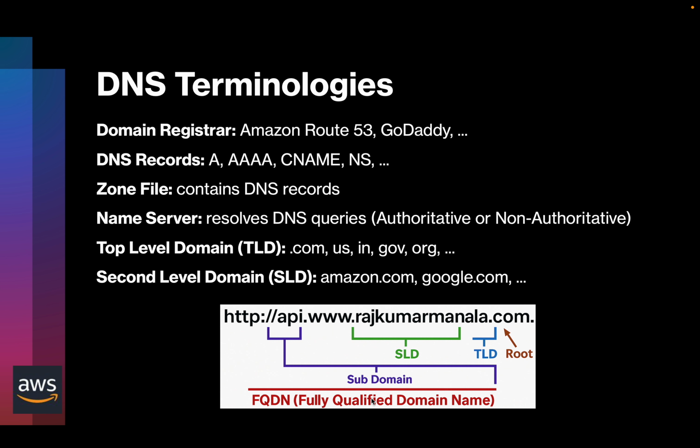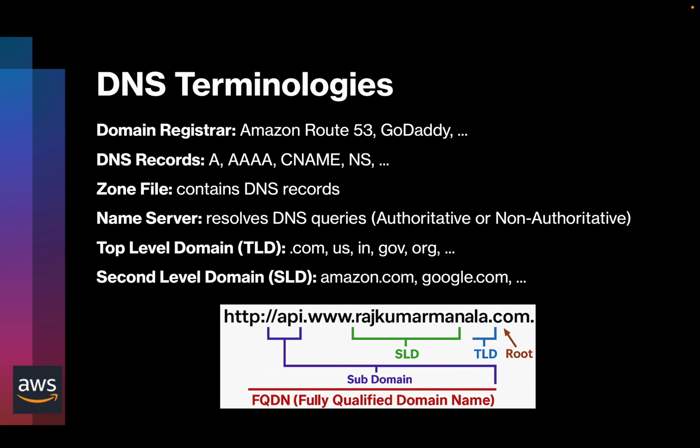And the other one is the top level domain, TLD, which is .com, .us, .in, .gov, which is the government website, .org, which is the organizational website, and .edu, which is the educational website. And the second level domain, SLD, we can call it Amazon.com, Flickr.com, Google.com, or any other second level domains.